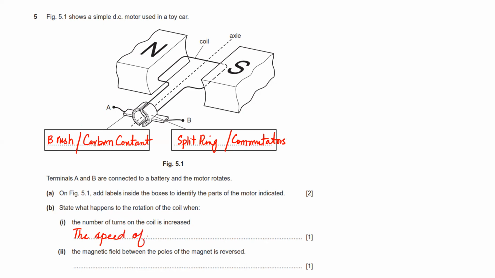Speed of rotation will increase. Okay. Then part 2, it says the magnetic field between the poles of the magnet is reversed. If the magnetic field is reversed, the rotation reverses, or the direction of rotation is reversed.